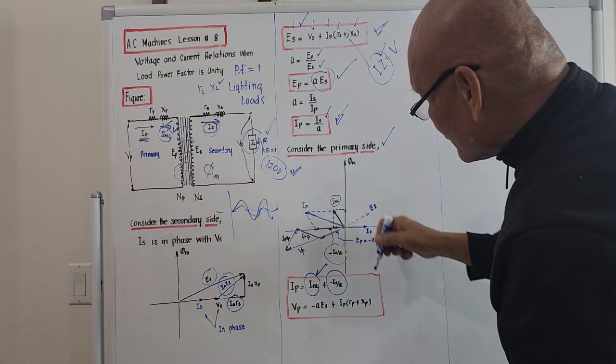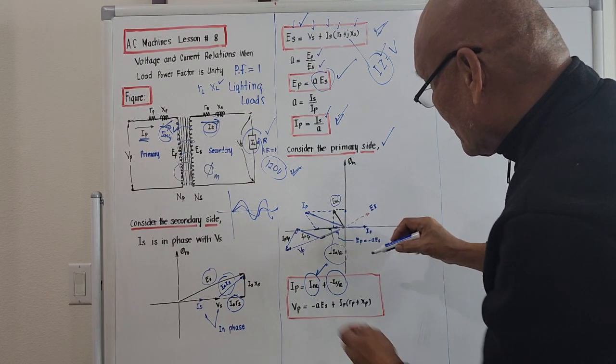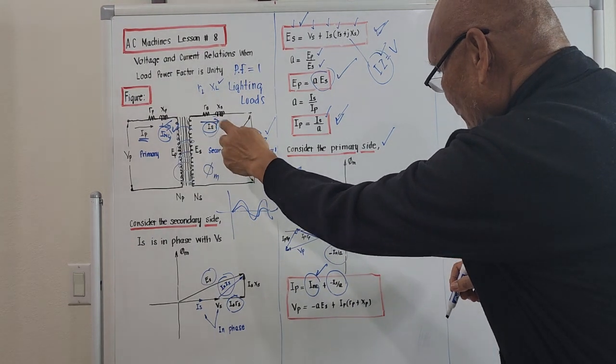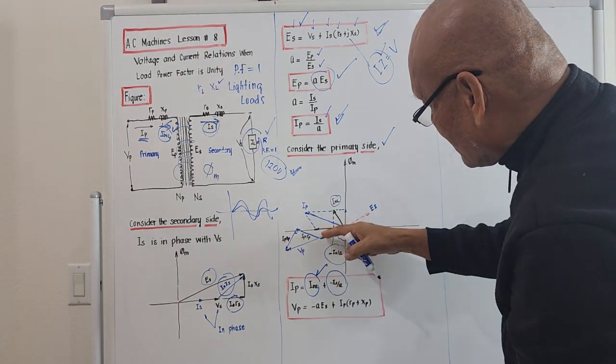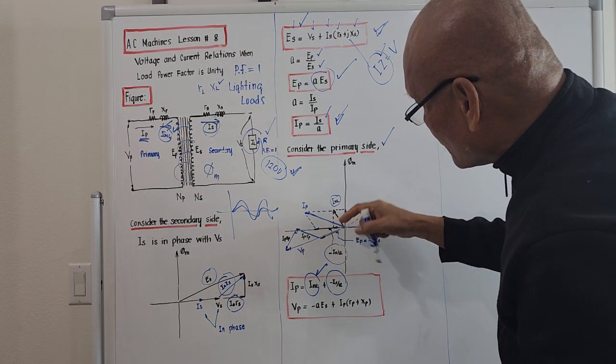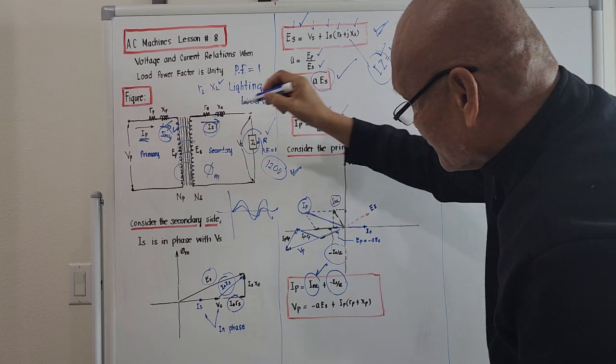So this is the current on the primary due to the effect of the secondary load. If we take the vectorial sum of this one and this one, that will be the total primary current. This one. Where is it? This one.